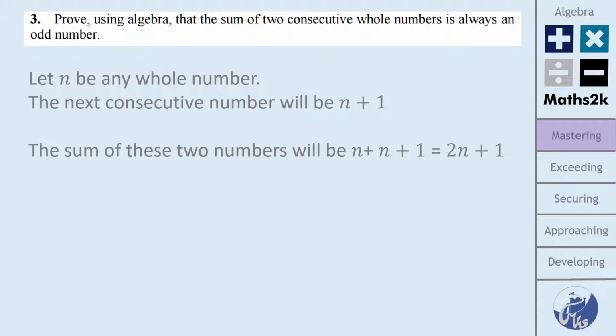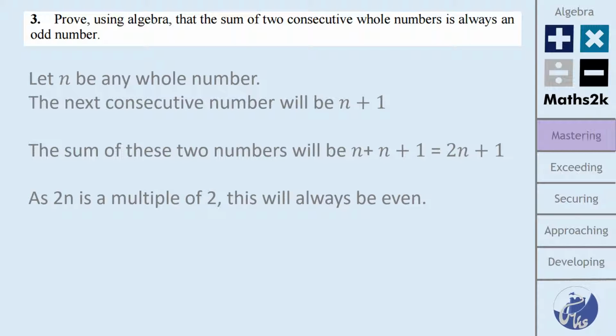And what we want to do now is start showing that 2n plus 1 is odd. Well, the 2n part is a multiple of 2, so this will always be even. Any number multiplied by 2 is even, so that bit is fine. But then because we're adding 1, that means it must make it an odd number. Any even number plus 1 is odd. And so we have then proven what it was that we were expected to prove.